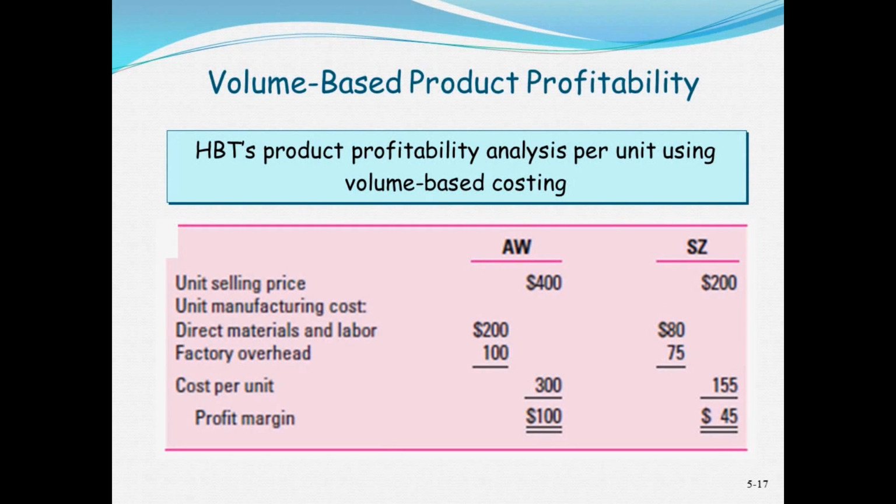Which product should they focus on? AW, right? The profit margin is better for AW, $100 versus $45. So using a volume-based approach in this example, AW is the more profitable product for them. But they decided to do it with an activity-based approach.